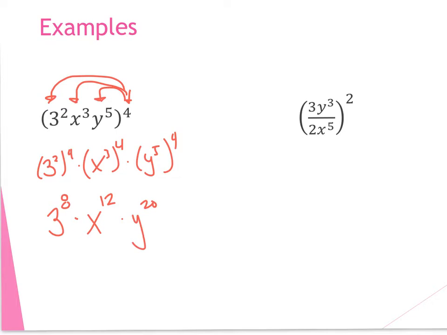Now if you look at this example above it here, you can kind of see where those things are coming from. So this is 3 to the 2nd to the 4th, and I just told you to multiply those two things together, and multiply those two things together, and multiply those two things together, and I get 8, 12, and 20. So the whole idea is that we're sharing the exponent, but if it already has something in place, we're just going to multiply it.